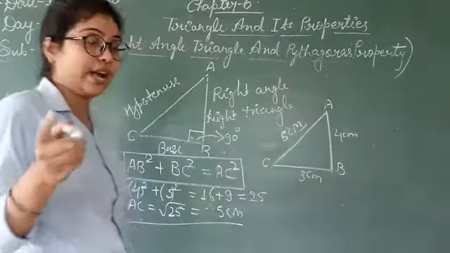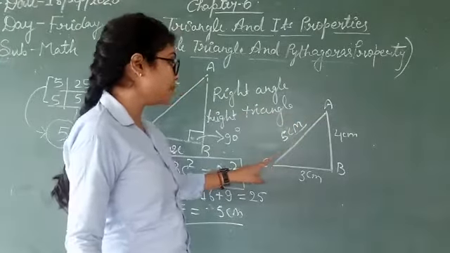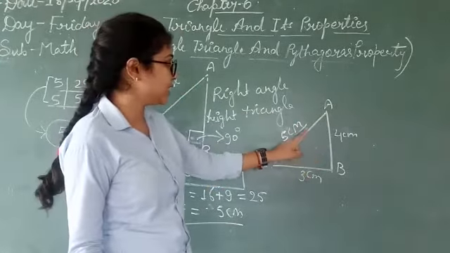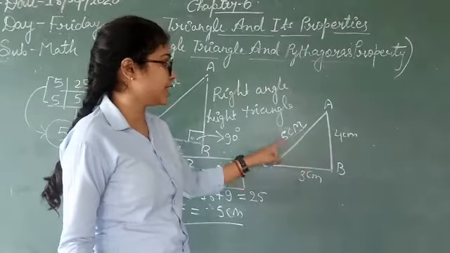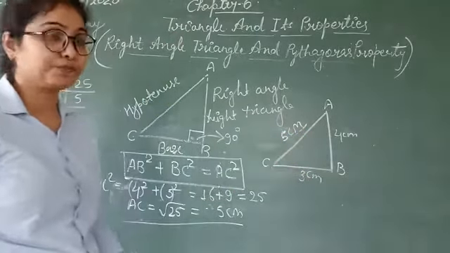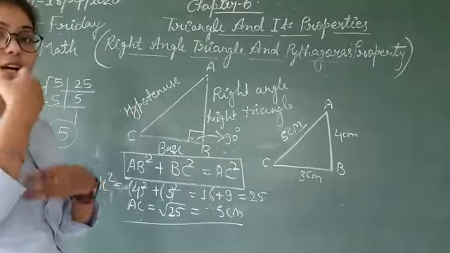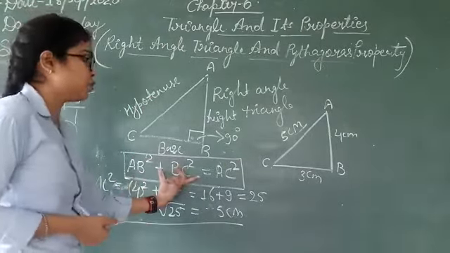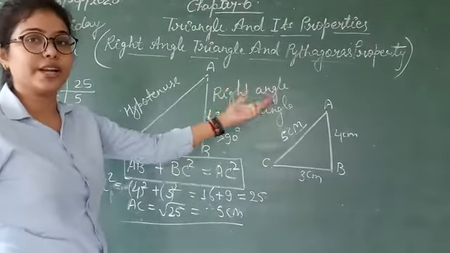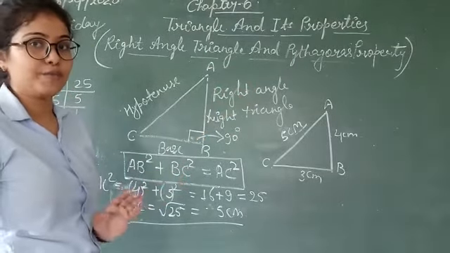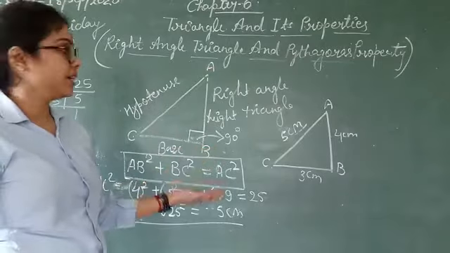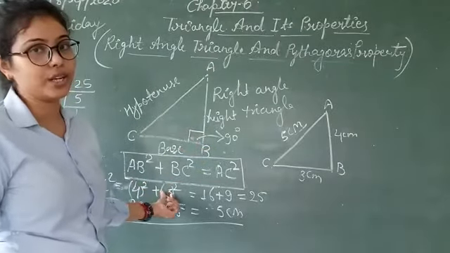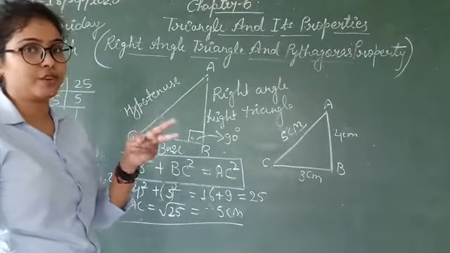And as I told you, this is the longest side of the right angle triangle, so you can see this is greater than 4 and this is greater than 3 also. Or we can say that if any triangle satisfies this property, then this triangle is a right angle triangle. And if there is a right angle triangle, then it will satisfy Pythagoras theorem also. You can say vice versa.